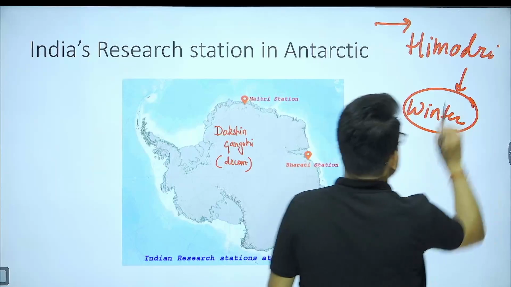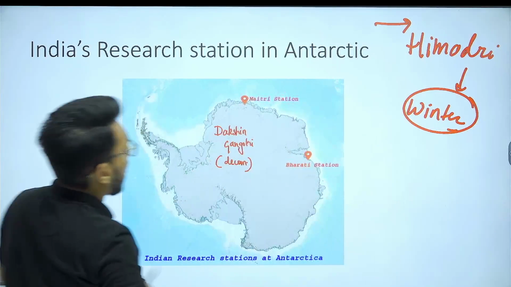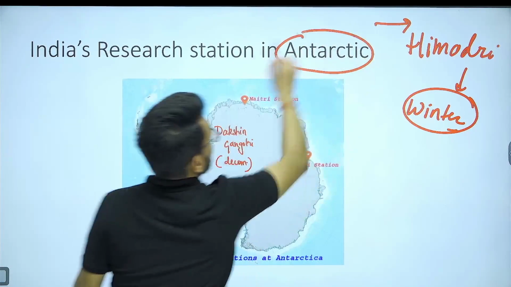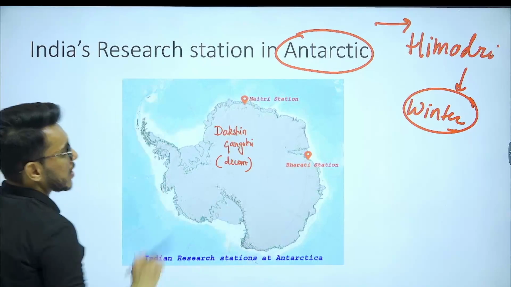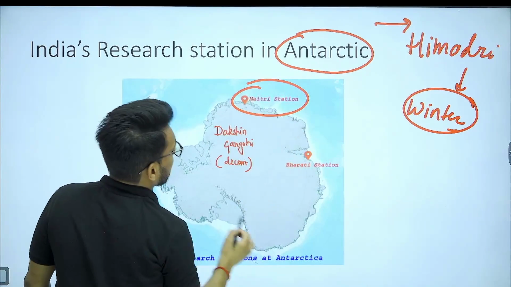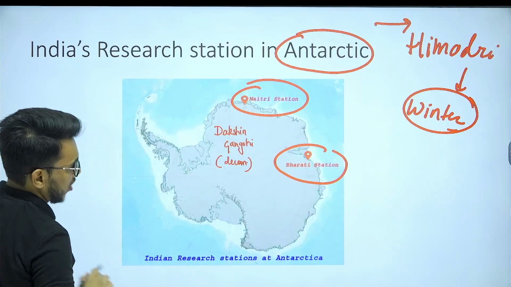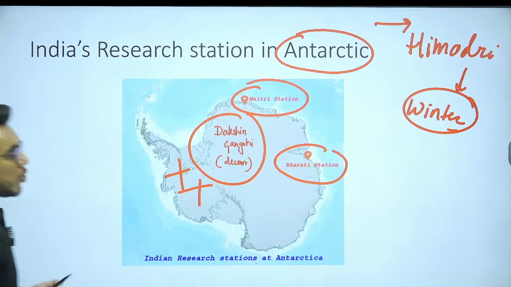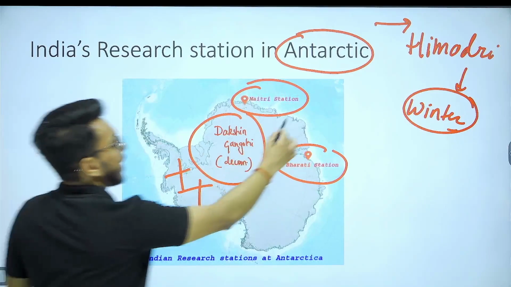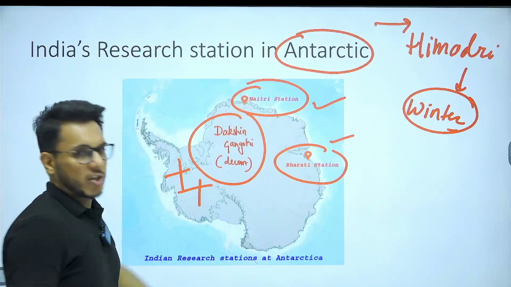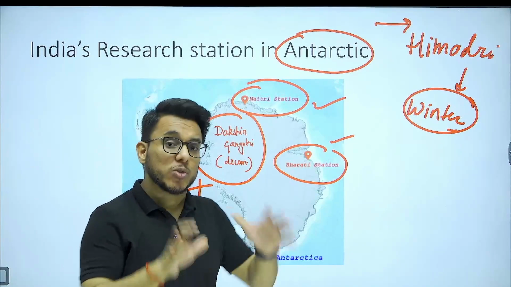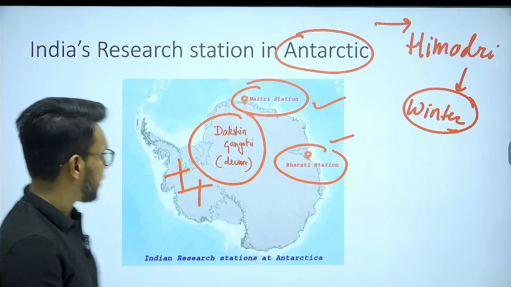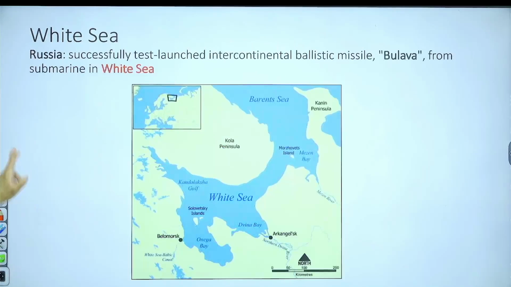Now, in the Antarctic, that is in the south, we have two research stations, the Maitri Research Station and the Bharti Research Station. Dakshin Gangotri has now been decommissioned. So right now we have the Maitri and Bharti stations. It was in the news, and therefore I have discussed this also. Now, moving on. White Sea. The White Sea was in the news.